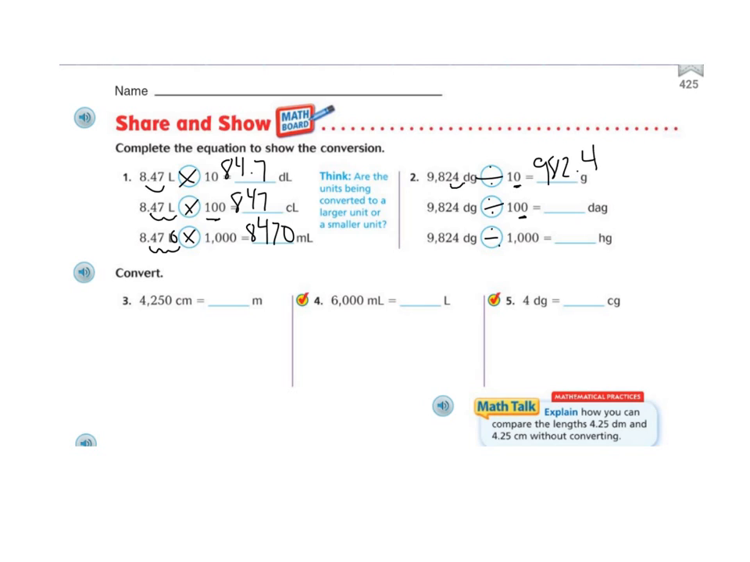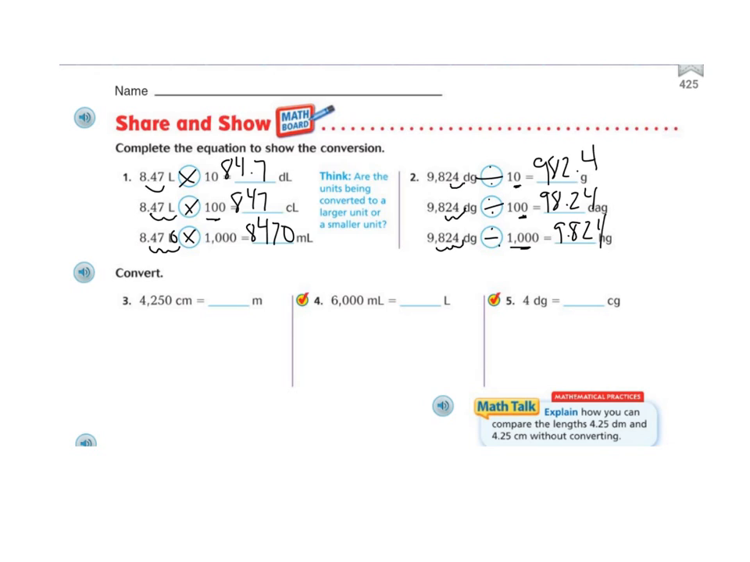So it's 982.4. On this one, it's by 100, so I'm moving my decimal over twice, 1, 2. So it's 98.24. On this one, it's by 1,000, so I'm going to move it over 3 times, 1, 2, 3. So it's 9.824. All right, I'd like you to do the rest on your own.